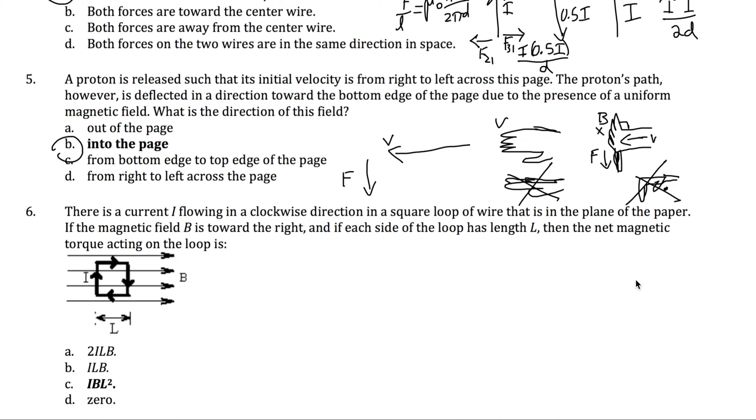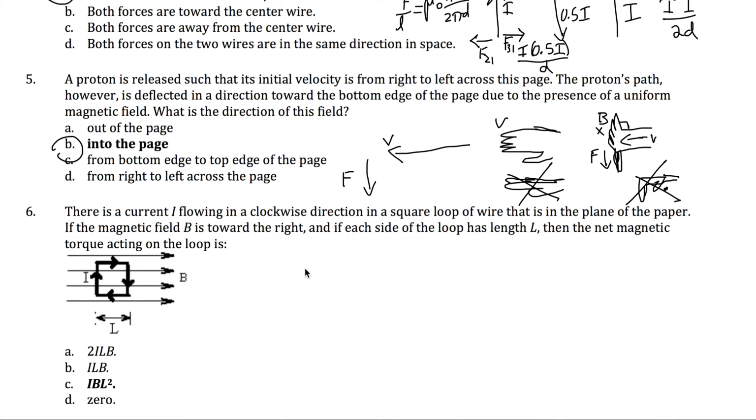Let's do one more here. So there's a current I flowing in a clockwise direction in a square loop. It's in the plane of the paper. That means parallel to the paper. Paper is what this is printed on here. Magnetic field is towards the right. Each side of the loop has a length L. Then what's the net torque acting on the loop?